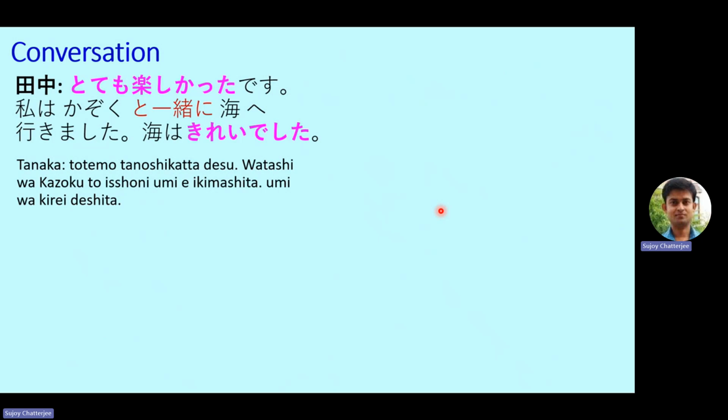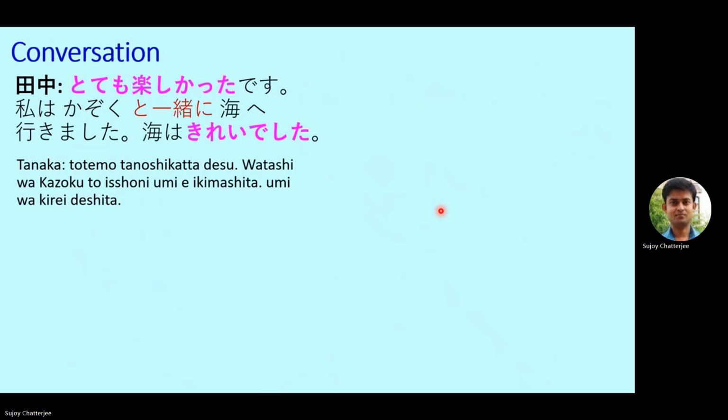So again the same thing. Very enjoyable, or it was huge fun. Totemo tanoshikatta desu. Again, tanoshikatta is the past tense of tanoshii, and totemo means very. So it was full of fun. Watashi wa kazoku to issho ni umi e ikimashita. Watashi wa kazoku. Kazoku means family.